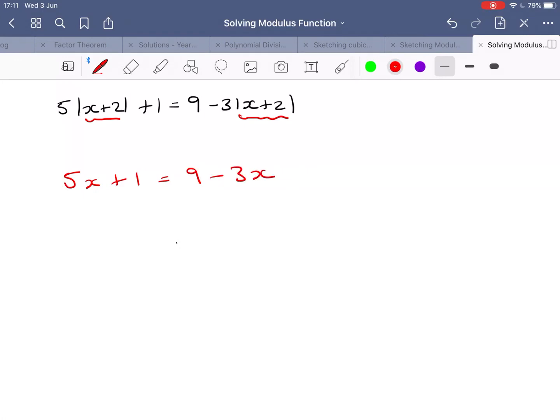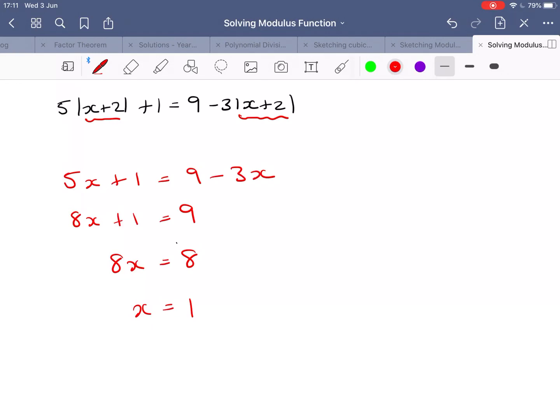Rearranging this to make it x equals, well, what would you do? You'd add 3x to both sides. So you'd have 8x plus 1 equals 9. You take away the 1 and you get 8x equals 8. And you'd end up with x equals 1.